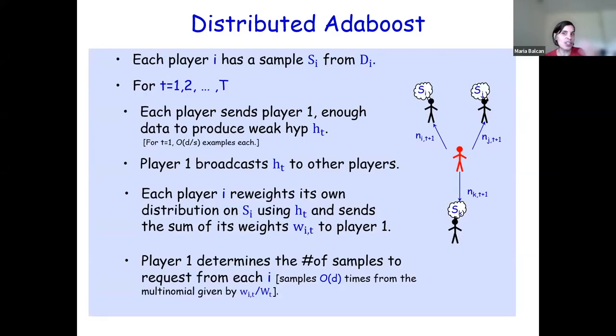But in this model, where players have their own data distributions and we are happy to have one player that does most of the compute, even here the computation that he does is not on large amounts of data. In each round, given order of these samples, all he has to do is output a weak learner. I also want to emphasize that in each round we send him only order of these samples, so the amount of computation we are asking him to do is very reasonable. It's not distributed. Okay, great.